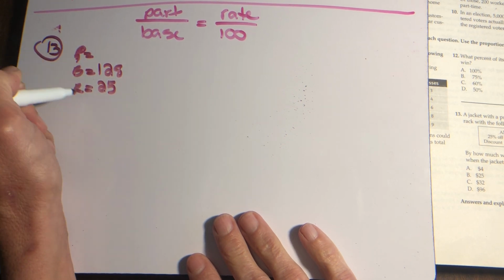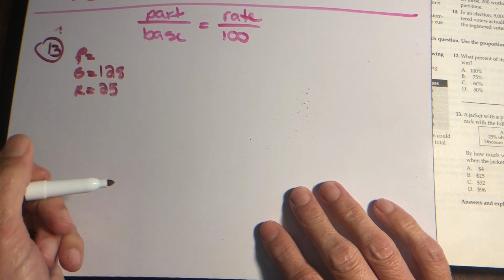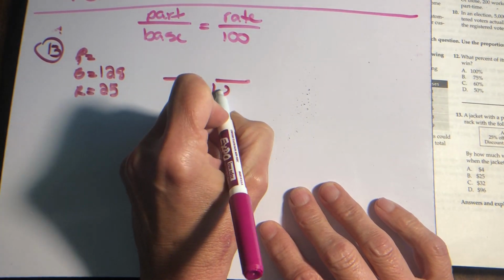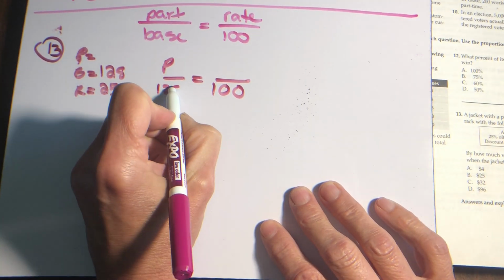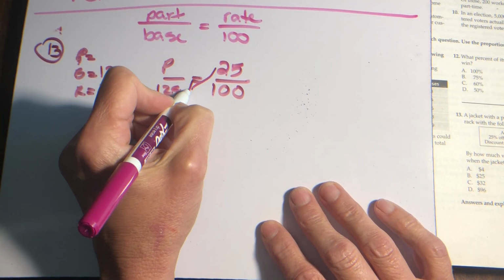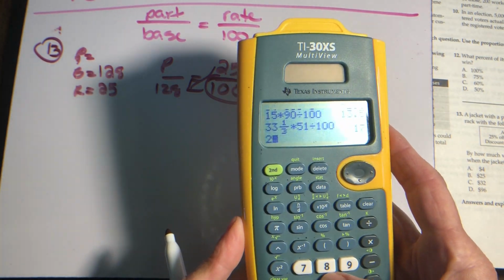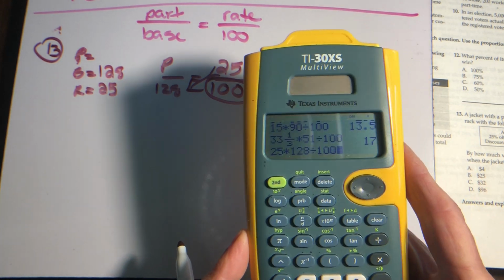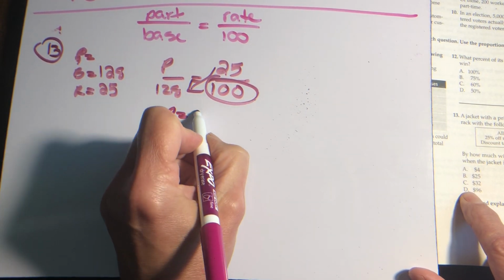So in this case, it works like this. I'll show you an example where it's presented differently. So you know that it's part over base equals rate over 100. And then we're looking for part. The base is 128, and then the 25, like so. And then, of course, you multiply and divide, and you work it out. And you get 32. So how much did you save?